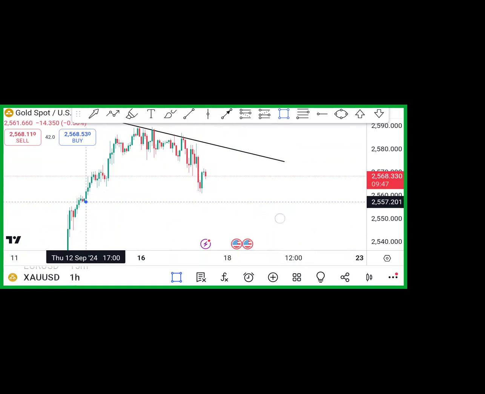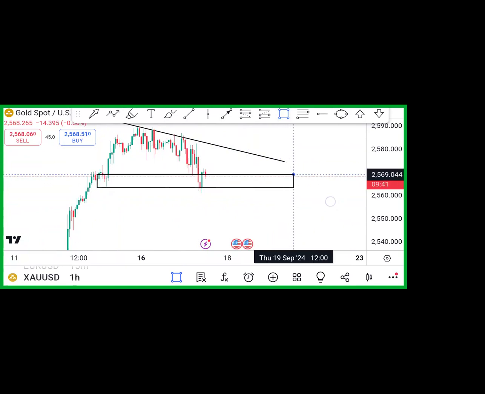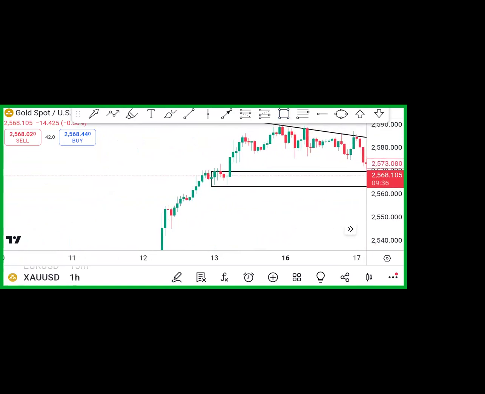So let's draw our demand zone. We are currently seeing a demand zone at this level. We are currently seeing this demand zone right here. Why is this a demand zone? Because the price initially rejected a little, then pulled back up. So automatically that area is a demand zone. Or you can call it an order block, right?